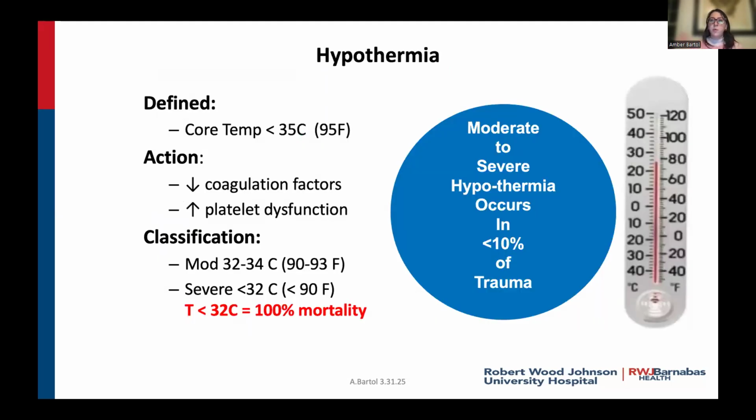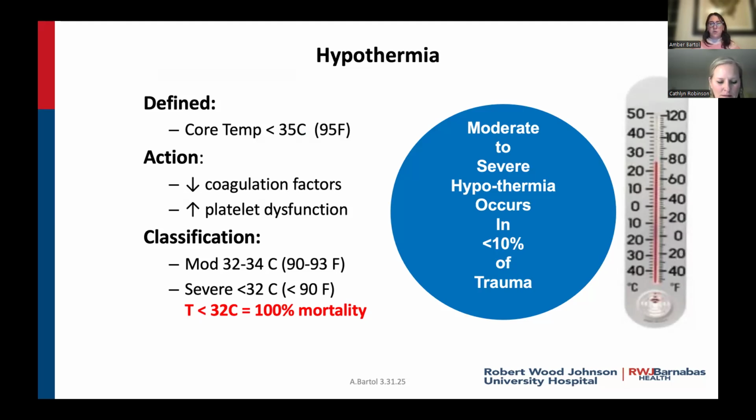So if we remember back to the trauma triad, the other point is hypothermia. Hypothermia is defined as a core temp of less than 95 degrees Fahrenheit or 35 degrees Celsius. And why this is important is cold patients can't clot. If you're cold, your clotting factors aren't working and your platelets aren't working. So this means that we're going to keep bleeding and there's nothing we can really do to stop it.